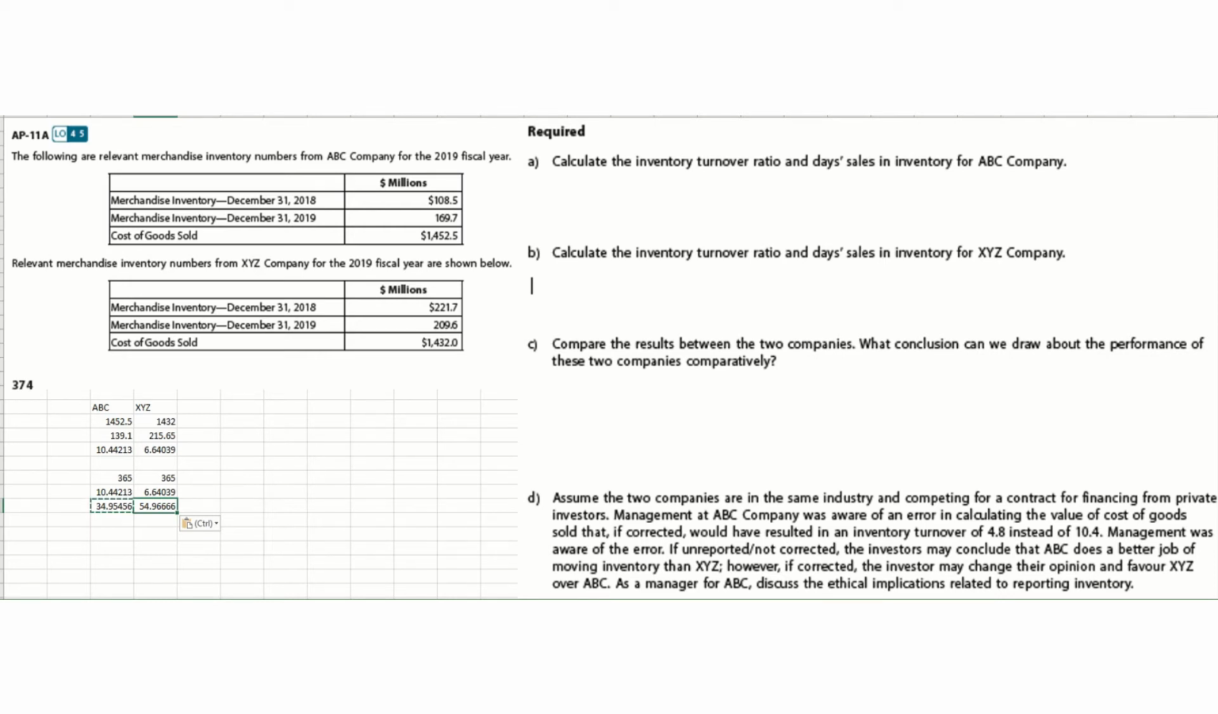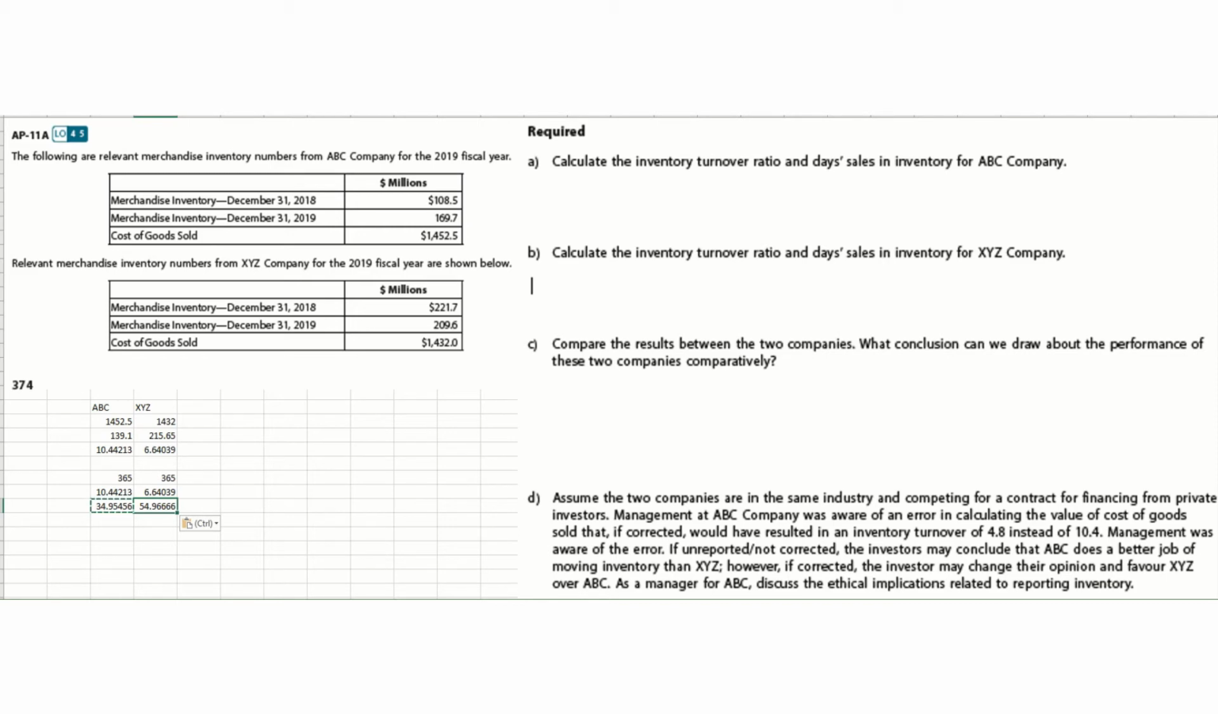Question C says compare the results of these two companies. What conclusions can you draw? What we can indicate by this is that the inventory turnover ratio is higher for ABC, which is more desirable, which means they have less of their assets tied up in inventory.